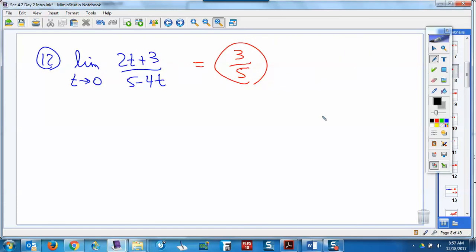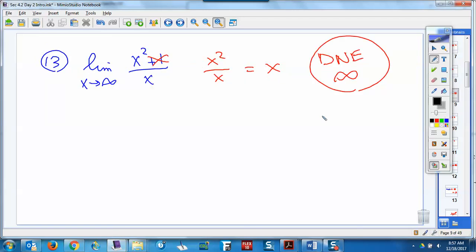So, L'Hopital's rule? No, remember that one? We put in a 0 and just got 3/5. 3/5. That was it. We're done. Okay, L'Hopital's rule? X approaches infinity, what's the top? Infinity, what's the bottom? Infinity over infinity. L'Hopital's rule? Sure. What's the derivative of the top? 2x. What's the derivative of the bottom? 1. As x approaches infinity, what's that doing?